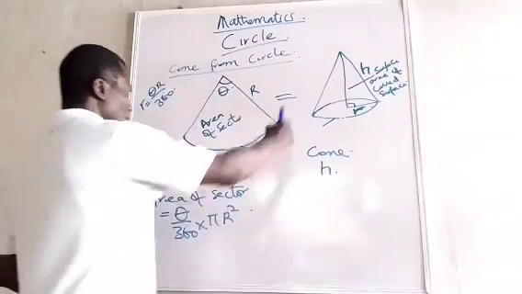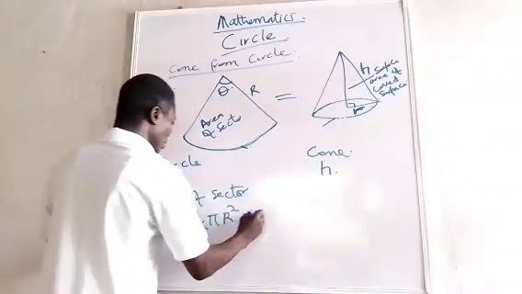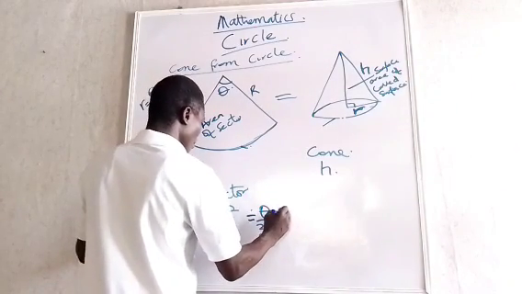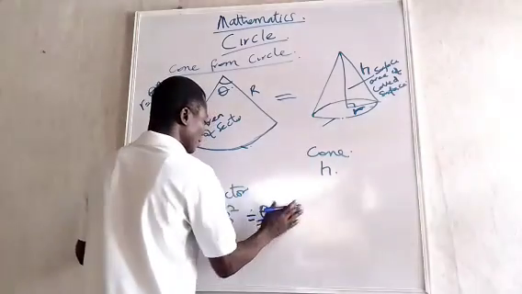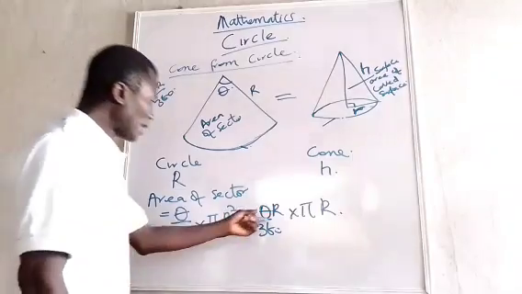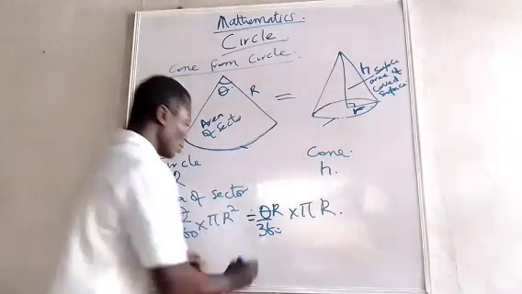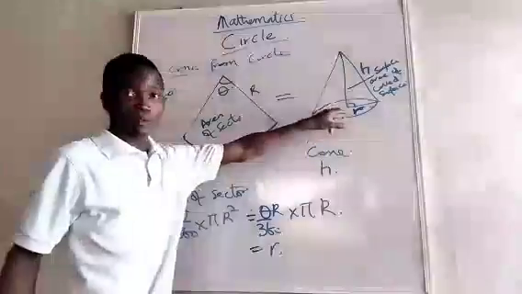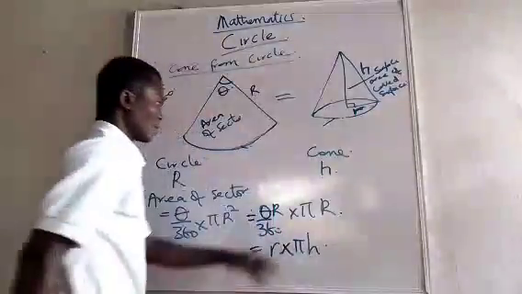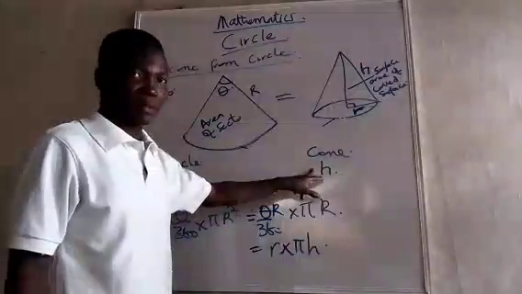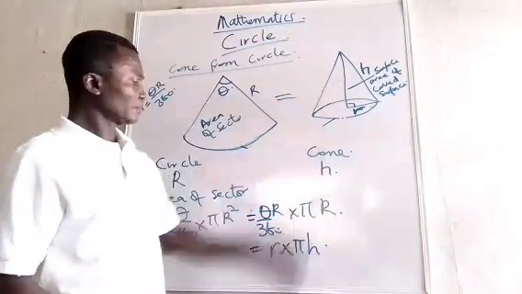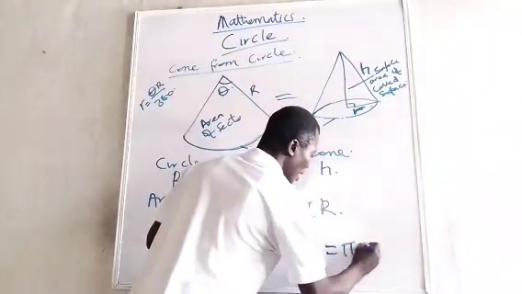So, area here, let me break this one down. It's going to be theta over 360 R times pi R. You understand? And if you look at it, theta over 360 R is equal to small r, the radius of the base, times pi h, because R is equal to h, as I pointed out from the beginning. So, surface area of the curved parts of the cone is equal to pi r h.